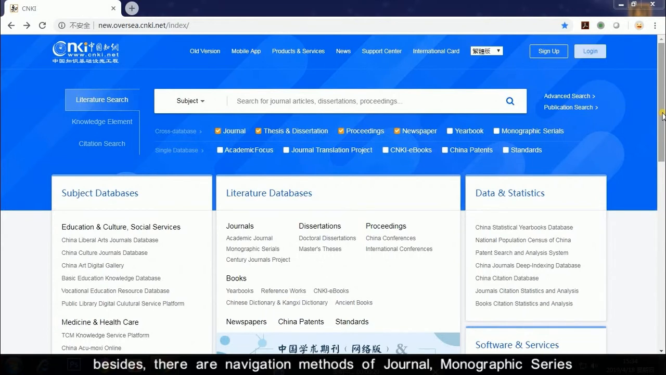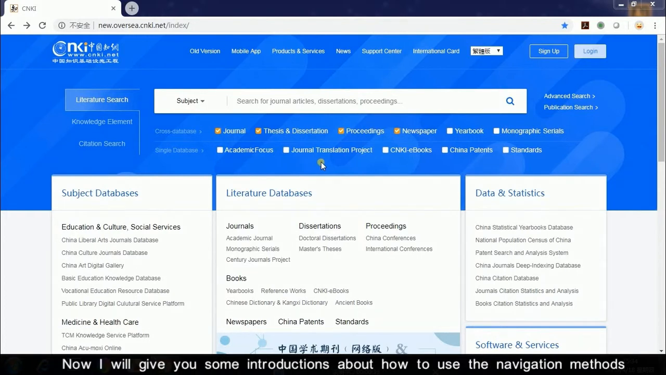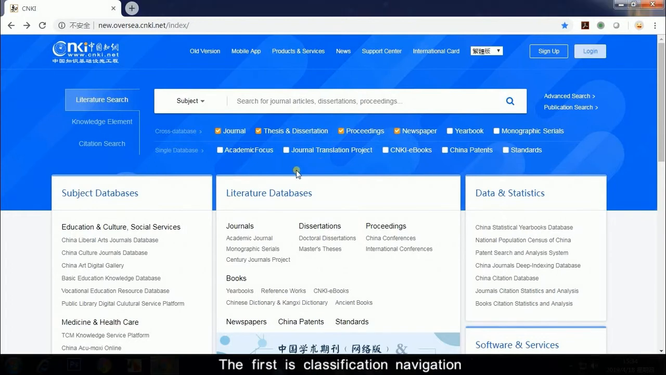Besides, there are navigation methods of journal, monographic series, degree awarding unit, conference, newspaper, and yearbook. Now, I will give you some introductions about how to use those navigation methods. First is classification navigation. Click either product to enter the corresponding single database.